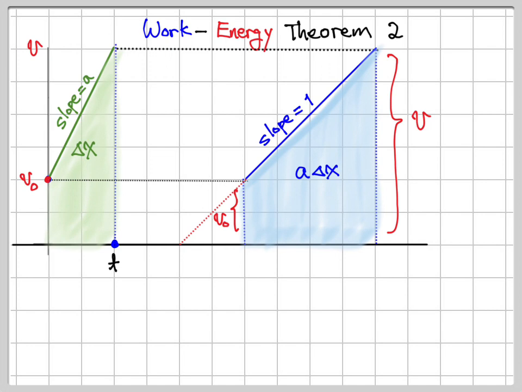There is another way to calculate the same area, A times delta x, using the two right triangles. Notice that there are two triangles, the big right triangle and then small right triangle. The area of the big right triangle is 1/2 V squared. And the small right triangle is 1/2 V naught squared. Notice that they are isosceles right triangles because the slope is 1.